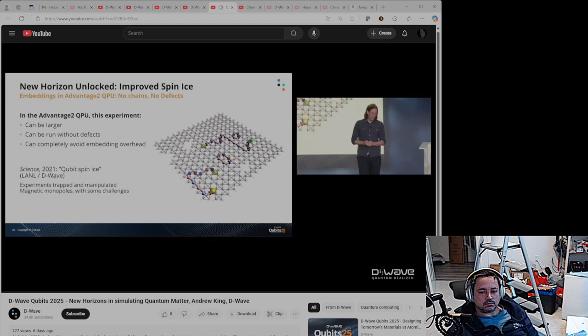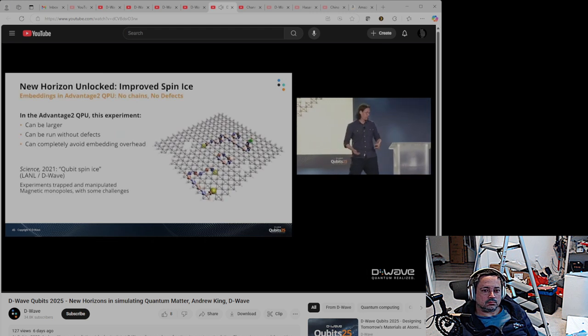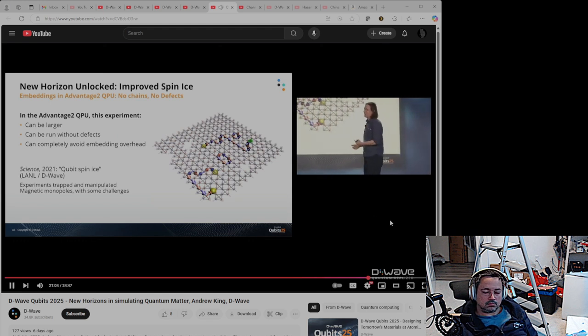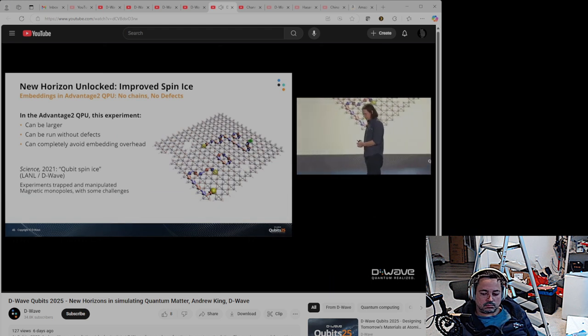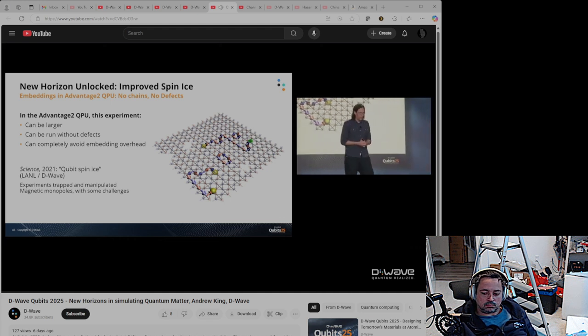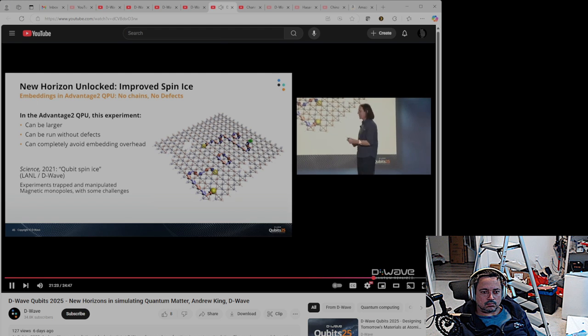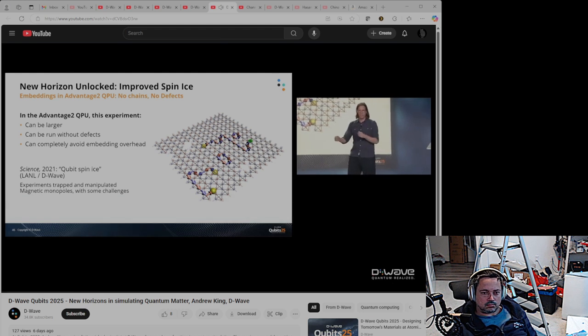Another thing that I want to mention is future simulation. Maybe I'm going to do it, maybe somebody else is going to do it, but I would like to see it done on Advantage2. Again, with Alejandro and Cristiano Nisoli at Los Alamos National Lab, we had a paper in Science in 2021 called Qubit Spin Ice. This was a really fun project. We basically set up a wrestling ring, and we trap emergent magnetic monopoles in this lattice, and we see how they bounce off of each other or annihilate one another.